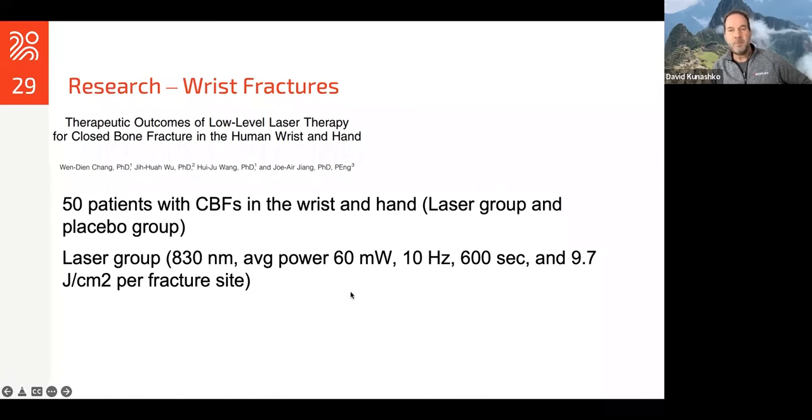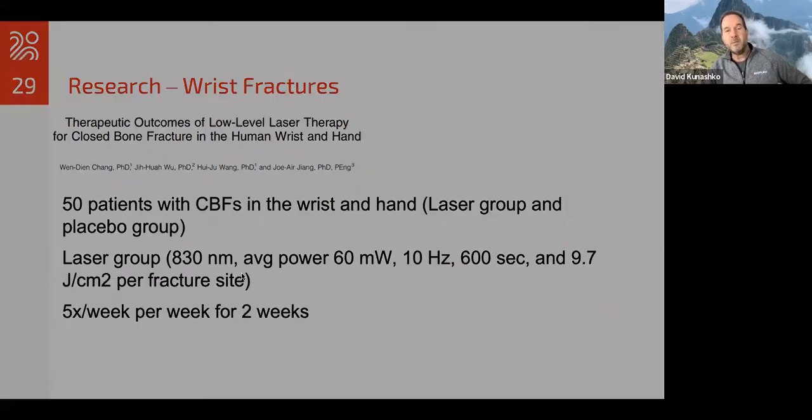So they use 10 hertz. Now, this is interesting. That's a fairly low frequency. And frequencies is something I'll discuss when we come to our protocol. So just remember that low frequency. They treated 5 times per week for 2 weeks.